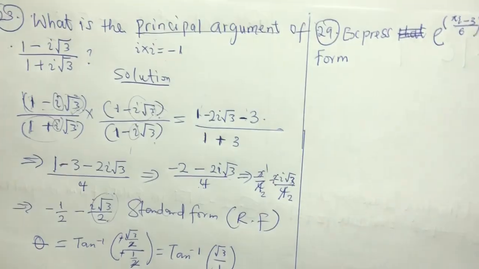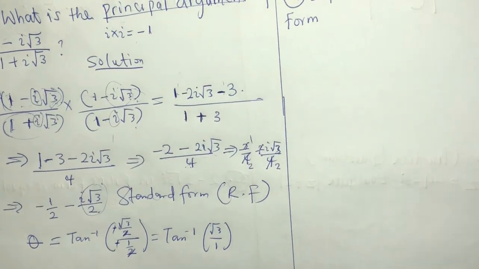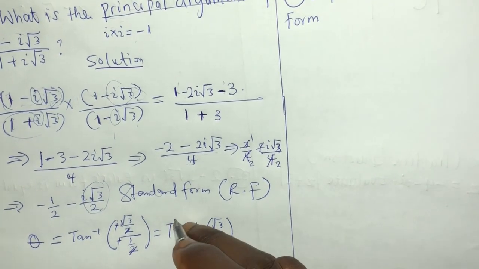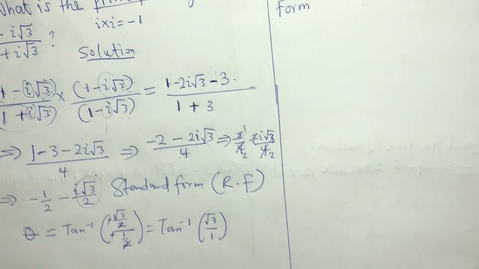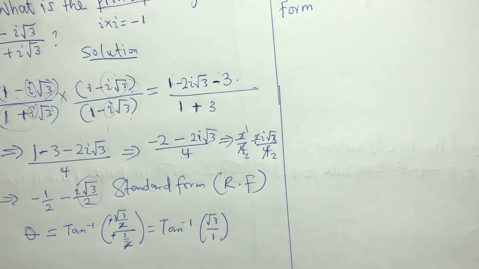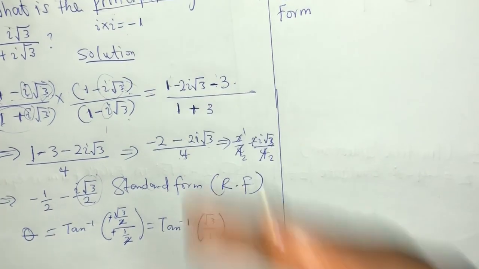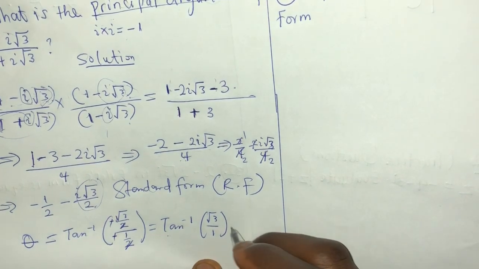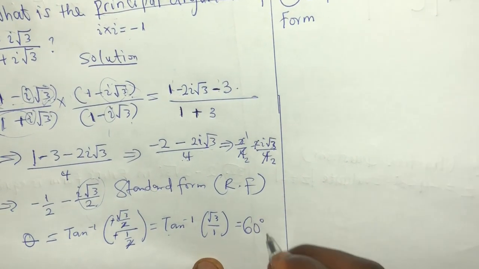Now for one of my short videos that I posted in the shorts, please, if you have not watched that short, go to my short video and watch it to help you to get your argument very fast. I posted that video yesterday, that was the last video I posted, and that will be before this video. So tan inverse of root 3 over 1 is actually 60 degrees.